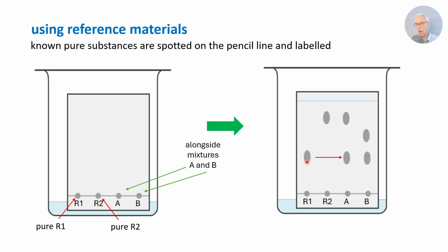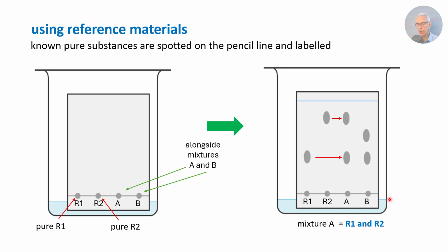We'll see that R1 travels a certain distance. It tells us that one of the solutes in A contained R1 or was R1. A consists of 2 solutes. The second solute has traveled the same distance as R2, reference material 2, and therefore is reference material 2. So A consists of R1 and R2.